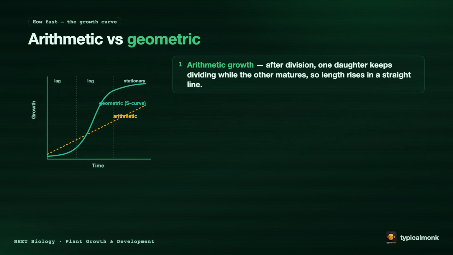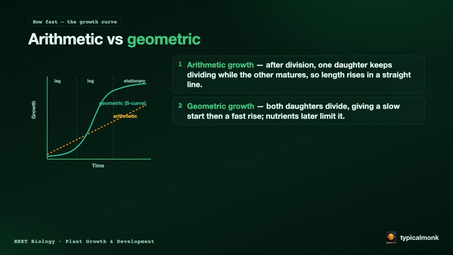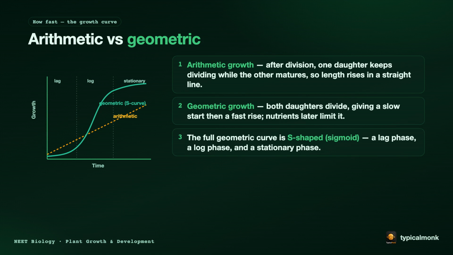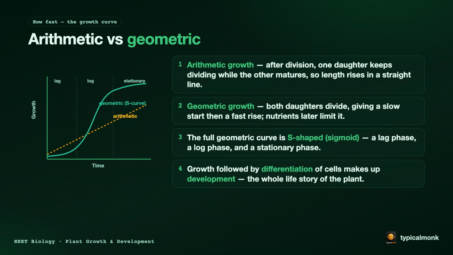Now let us see how fast a plant grows. This is the growth curve. In arithmetic growth, after a division, one daughter cell keeps dividing while the other matures, so length rises in a straight line. In geometric growth, both daughter cells divide, so a slow start, then a fast rise, later nutrients limited. The geometric curve is S-shaped or sigmoid: a lag phase, a log phase, and a stationary phase. Growth, followed by the differentiation of cells, makes up development, the whole life story of the plant.